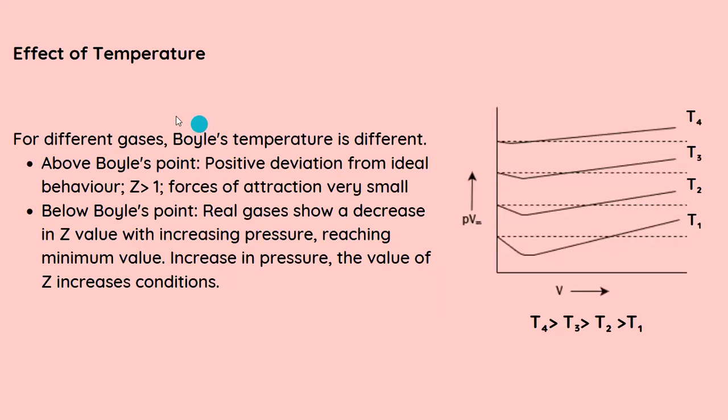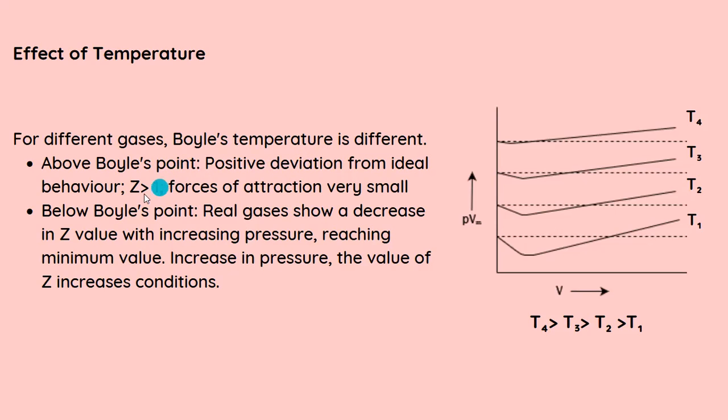Now, when we talked about temperature, this is a graph for nitrogen between PV and P. Here, as the temperature is increasing, these curves are approaching the dotted line. So there'll come a condition where this is almost coinciding. The minima will coincide with the dotted line, and that's when it's going to behave like an ideal gas. And this particular temperature, where the gas is behaving like an ideal gas over a range of pressures, is called the Boyle's temperature.